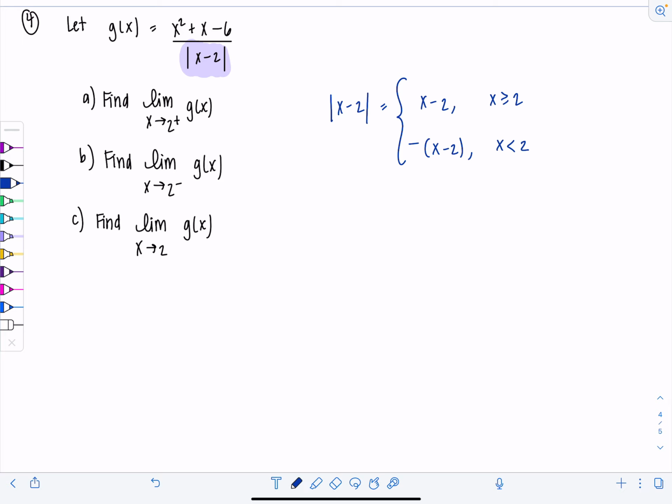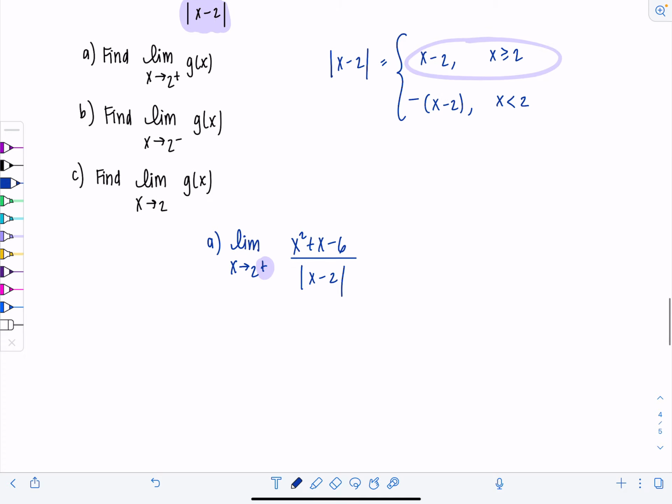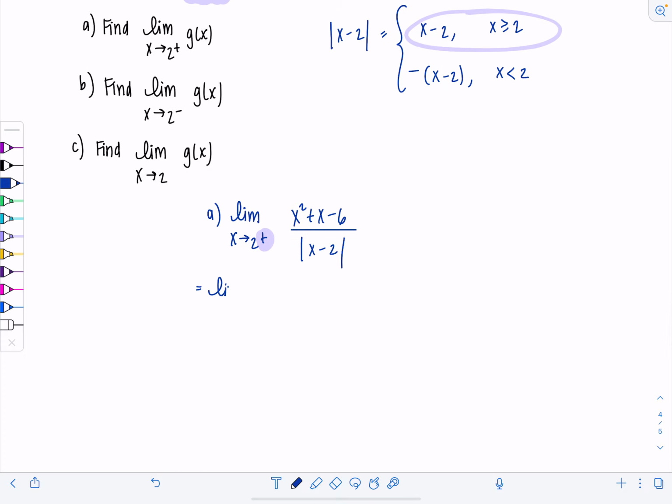All right, so for part A, we need the limit as x approaches 2 from the right of g of x. So here's g of x, x squared plus x minus 6 over absolute value x minus 2. Well, since I'm approaching 2 from the right, I'm going to use the top portion of my piecewise function, right? Because that's where we're approaching from values that are greater than 2, from the right side of 2. So that means I'm just going to replace the denominator now with x minus 2. No more absolute value necessary.